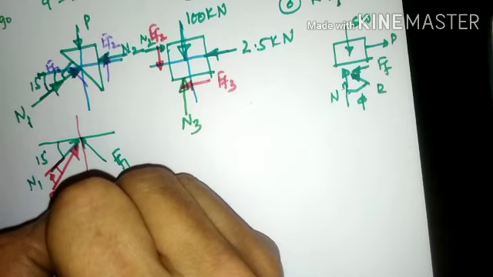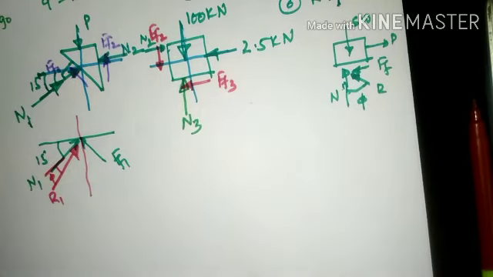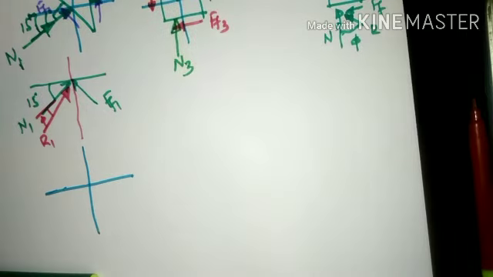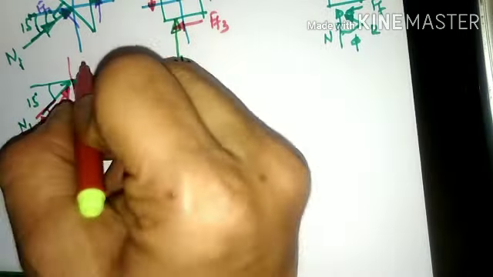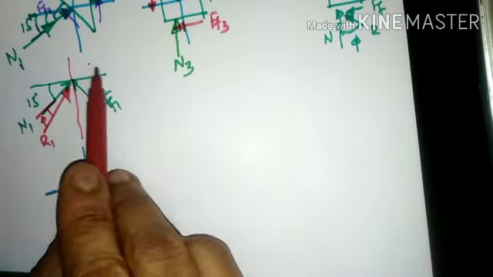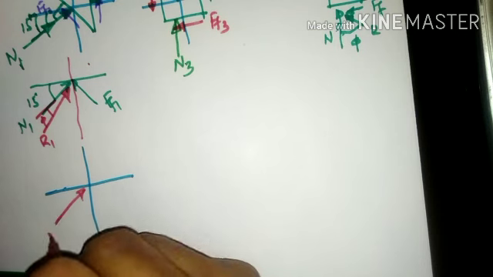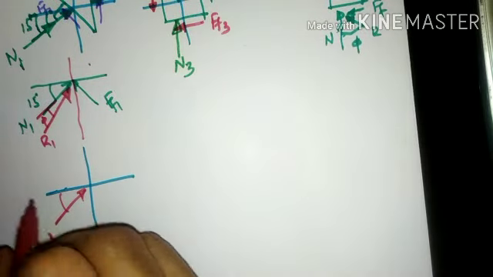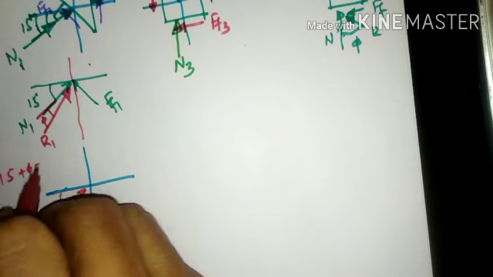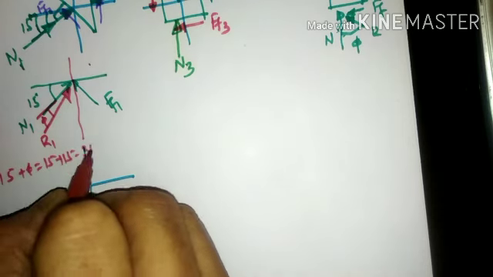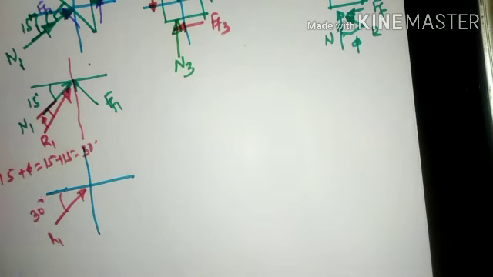If you extend this particular line downward, this will be the x-axis and y-axis. This is the first quadrant, then the second quadrant and the third quadrant. R1 will be shown in the third quadrant, and the total inclination will be 15 plus phi. Phi is already 15 degrees, so 15 plus 15 gives a total inclination of 30 degrees. So R1 will make an inclination of 30 degrees.